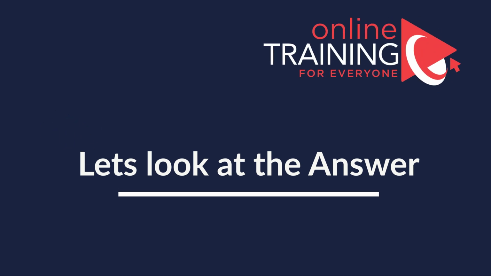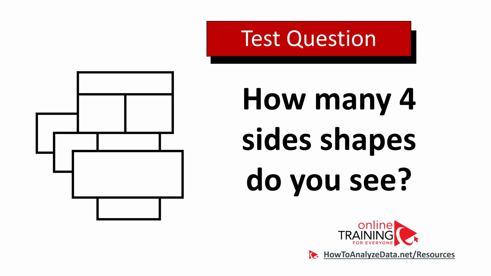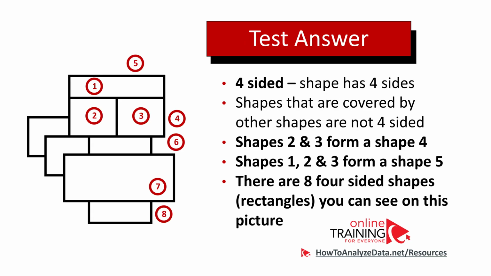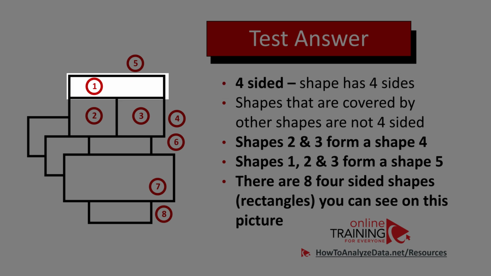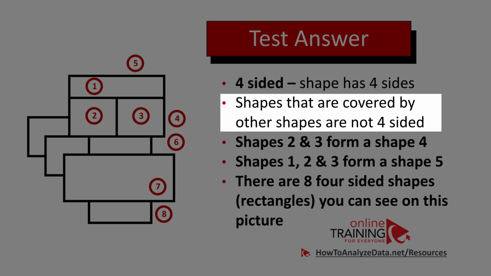Did you figure it out? Let's jump to the solution so we can solve this challenge and get to the correct solution together. So as I mentioned, first let's do a definition of the four-sided shape. And the simple definition is that the shape has 4 sides. For example, a rectangle has 4 sides, and you see a rectangle 1 here which has 4 sides, and this shape here matches the criteria. Shapes that are covered by other shapes are not four-sided.